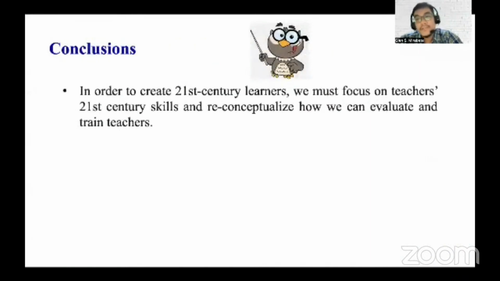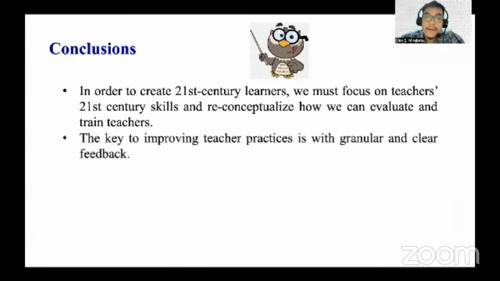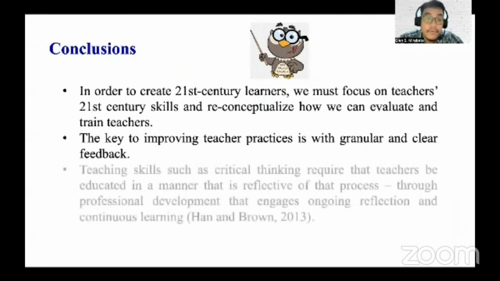So for the conclusions on the journal, in order to create 21st century learners, we must focus on 21st century teachers, 21st century skills, and reconceptualize how we can evaluate and train teachers. And the key to improving teacher practices is granular and clear feedback. So give specific instructions, give specific details on how they can really improve, on what areas to improve.